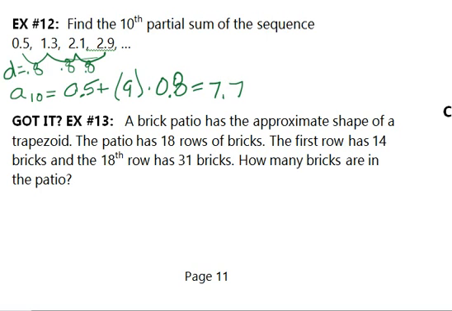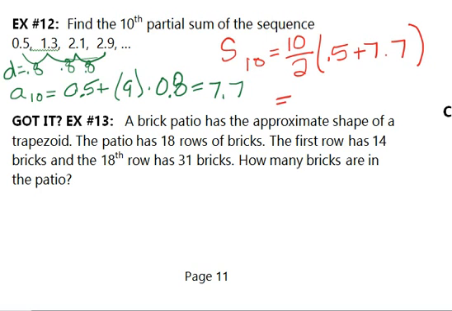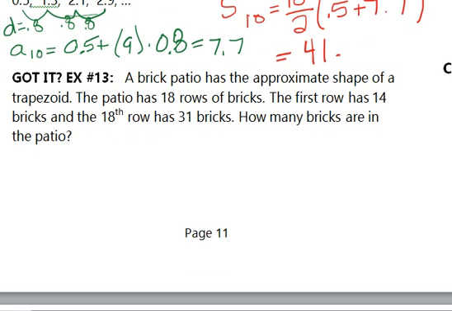So now I can go ahead and set up my summation formula to find the sum of all of the sequence terms up to 10, and I have 10 of those, and divide that by 2, times 0.5, which is my first term, plus a sub 10, which we just calculated out. And if I go ahead and calculate that out, s sub 10, the summation of those first 10 terms, equals 41. So we have got it question number 13. Go ahead and complete that.